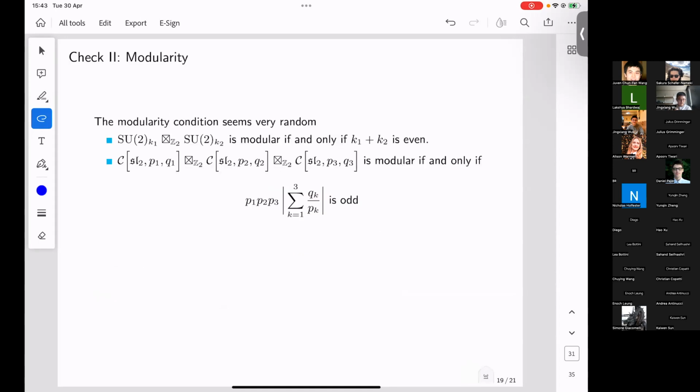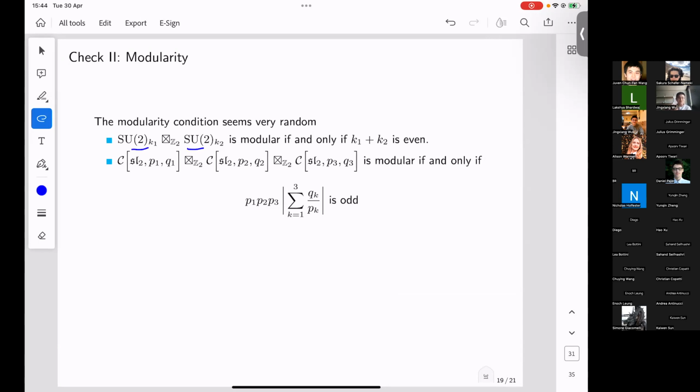Okay, that's nice. The second check we can do is, well, this is more of a lesson from the correspondence than a check. So one of the conditions you have to be careful about is, we are looking for MTCs, not just any pre-modular categories. So if you take the product of two MTCs, it's not guaranteed to be MTC again.